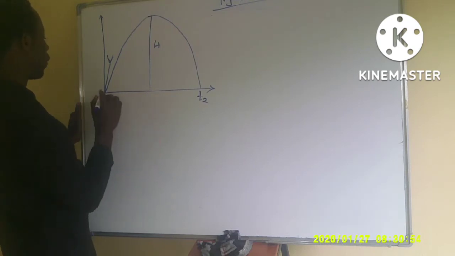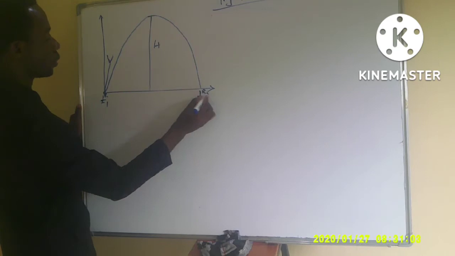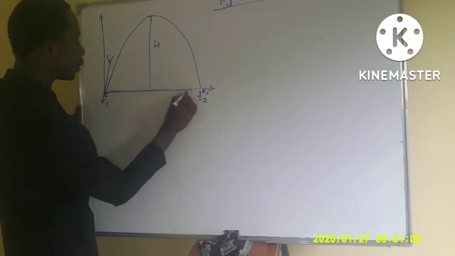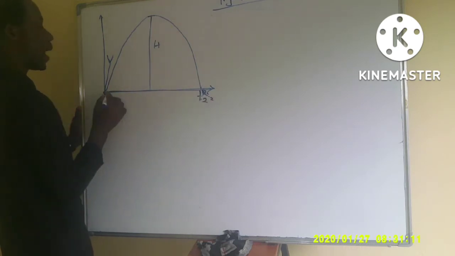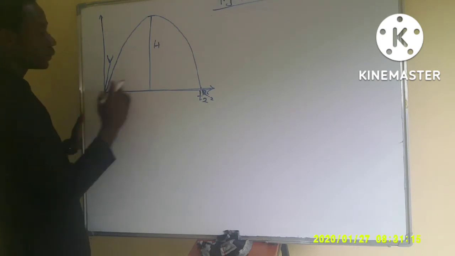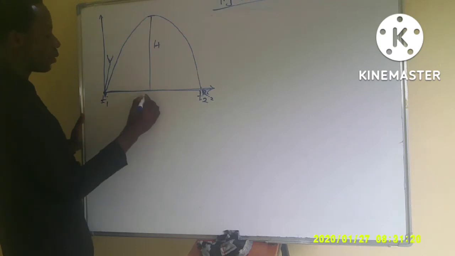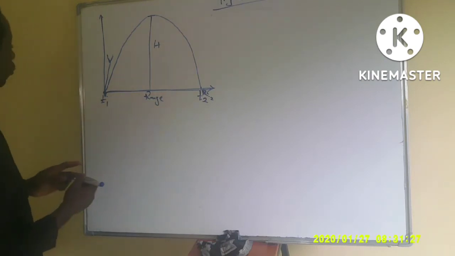It started from a point called 0, or let me call it R1, and let me call this R2. This is the ground, this is the horizontal surface. It started from the horizontal surface, and it goes back again to the horizontal surface. So the span between the starting point and the point where it hit the ground again is the range. This is the range.